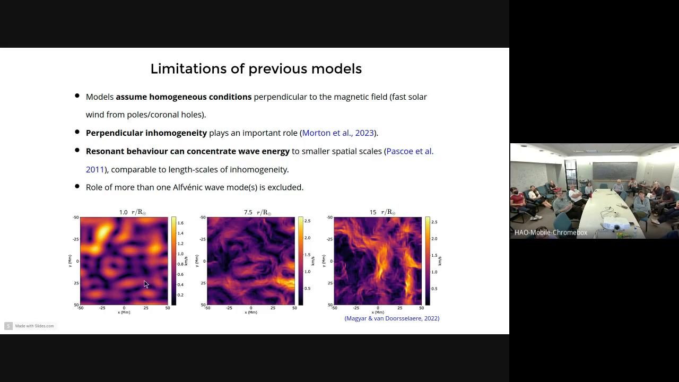However, here is a simulation result which shows how the inhomogeneity comes into play. This comes from Norbert Magyar and Tom very recently, where they have these velocity fluctuations and model what happens in the case of inhomogeneity as you go radially away from the sun. Here you can see from one solar radius to 7.5 and 15, the fluctuations in the velocity concentrate onto some very small scales, which are the scales they introduced into their model related to the inhomogeneity itself.